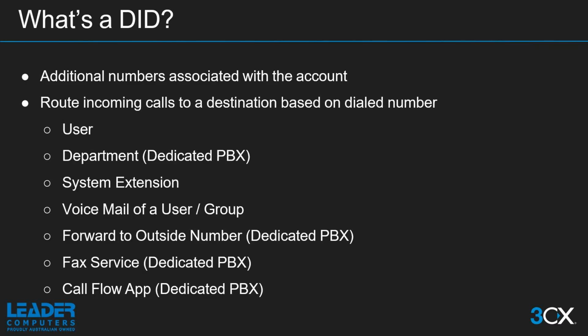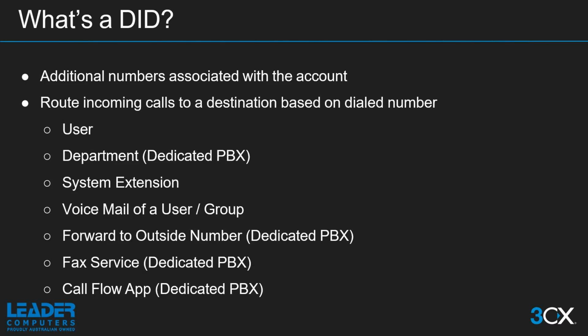So you have the 10 numbers on the trunk. Whenever a call comes in on any of those numbers, it's going to send the call to the 3CX. And from the 3CX, you can assign it to or route it to wherever you want. For example, you can route the incoming calls to a destination based on the dialed number. So you can either send it to a user, which is an extension.